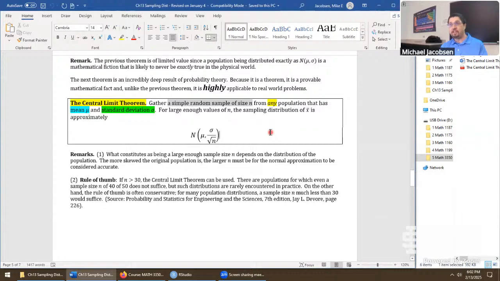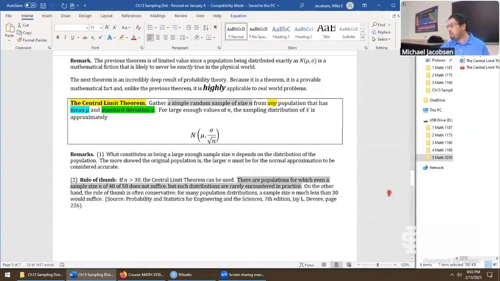But we're not trying to get into the nitty-gritty details, so I have just one rule of thumb to go along with that. For what's considered to be large enough, a big rule of thumb that's used is this one right here. But it is really just a rule of thumb. We have to keep in mind, oftentimes if your sample size is 30 or larger, you're in a pretty good place. The author that mentioned this, from an engineering textbook, says, however, there are populations for which even a sample size of 40 or 50 does not suffice, but they are rarely encountered in practice.